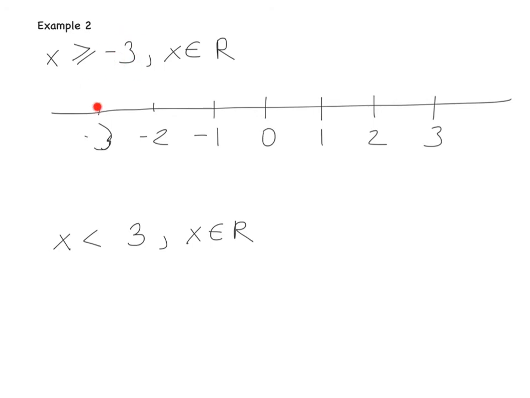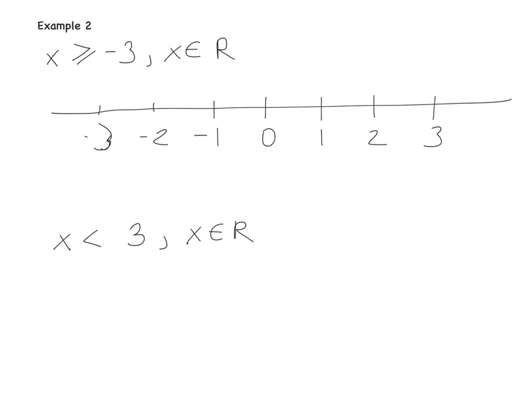So first of all, we need to ask ourselves, does it go this way or does it go this way? Okay, so we have greater or equal. So greater means we will go this way. So all these numbers are greater than -3. And we need to mark it on the number line, as we said before.